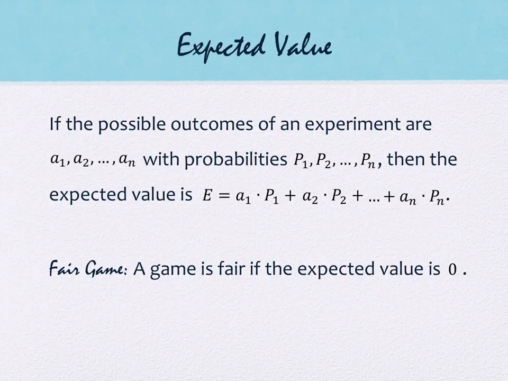So if the possible outcomes for an experiment are A1, A2, A3, all the way up to An, with corresponding probabilities P1, P2, P3, all the way up to Pn, then the expected value is the sum of the products of these quantities. So I multiply outcome A1 times its probability P1, outcome A2 by probability P2, all the way to outcome An by probability Pn. And a game is considered to be fair if when I multiply out all of that and add it all up, I get 0. That is a fair game.